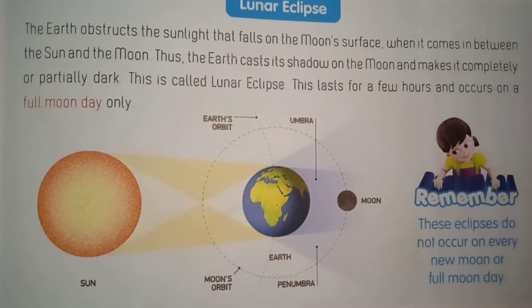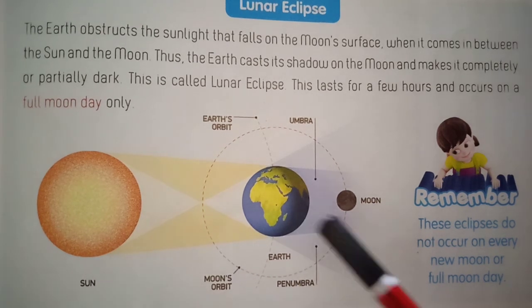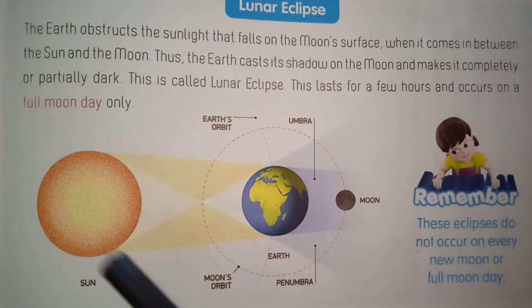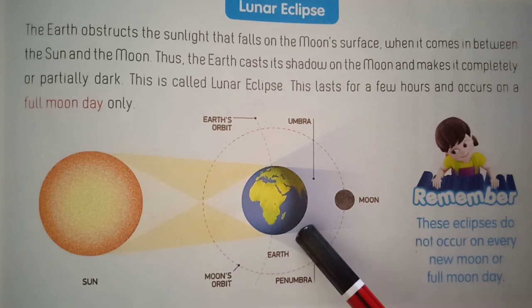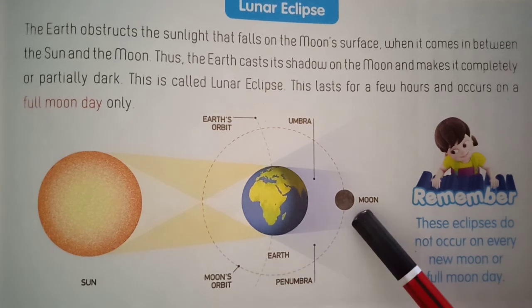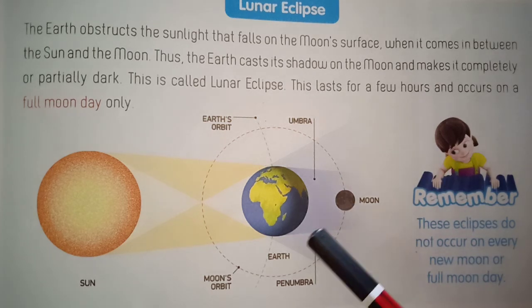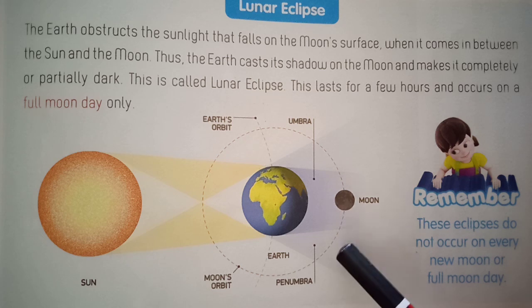Now about lunar eclipse. See the picture. The sun, the earth and the moon are in a straight line. The earth obstructs the sun rays on the moon's surface. The earth casts its shadow on the moon completely or partially. This is called lunar eclipse. We can see this for a few hours on a full moon day, but not every full moon day.